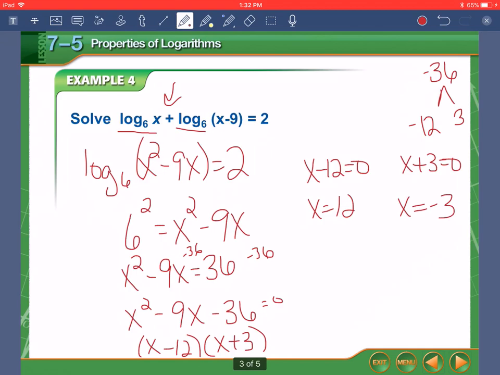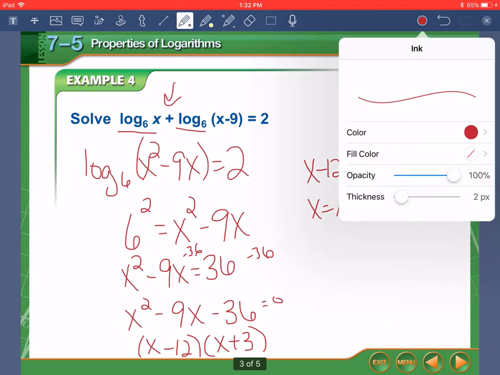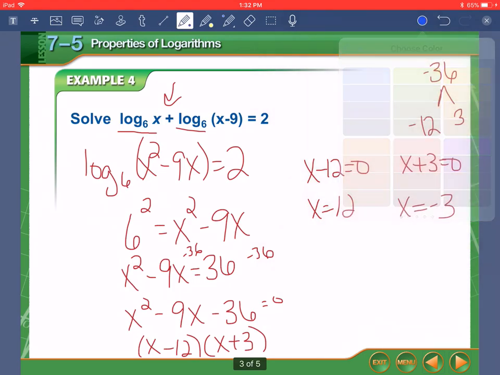And before I circle my answers and call it good, I have to double check that when I plug in my solutions that I'm not taking the log of a negative number. So I'm going to plug in positive 12 here and here and see what happens. So log base 6 of positive 12, so that's good. Plus log base 6 of 12 minus 9, so that's 3. So log base 6 of 3, so that's good too. So those are both positive, so 12 is a good solution.